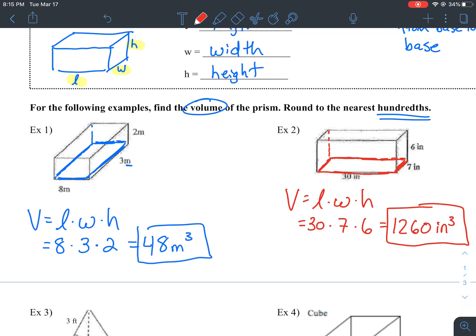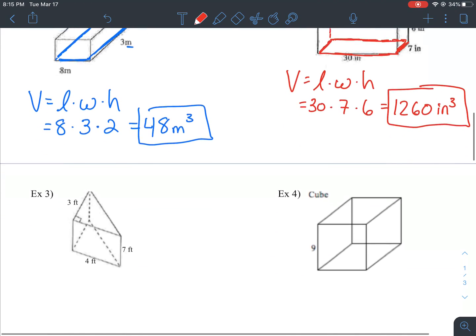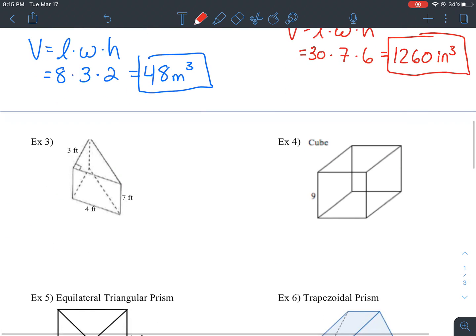Okay. So those first two are very, very straightforward. And again, I'm assuming this is a formula and type of example you've seen before in previous math courses. Okay, but where it starts to differentiate a little bit is when we start to get things that are not rectangular bases.